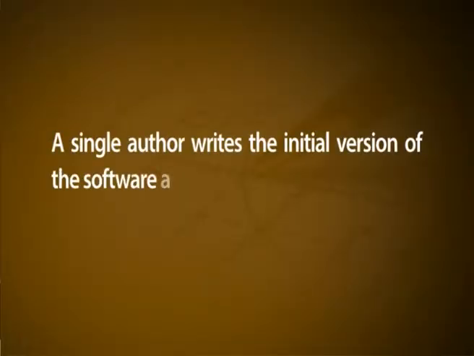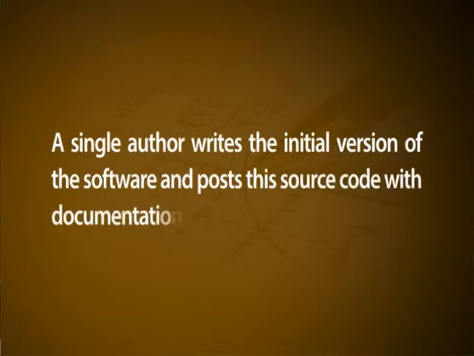Another evolutionary prototyping used is known as open source development. This is the way today's free softwares are developed. The open source development of a software package is as follows. A single author writes the initial version of the software and posts this source code with documentation on the internet. Then it can be downloaded and used by others free of cost.